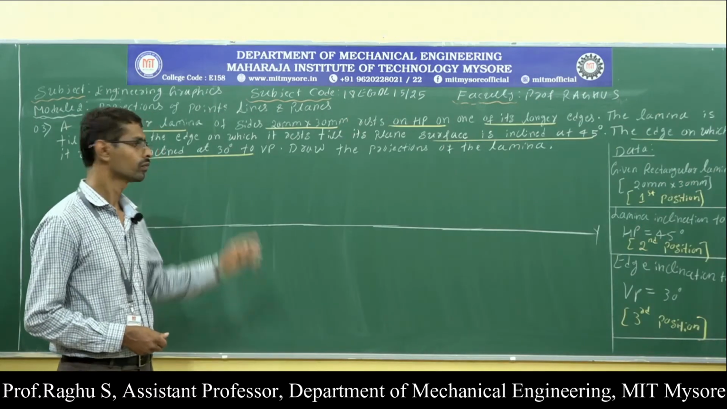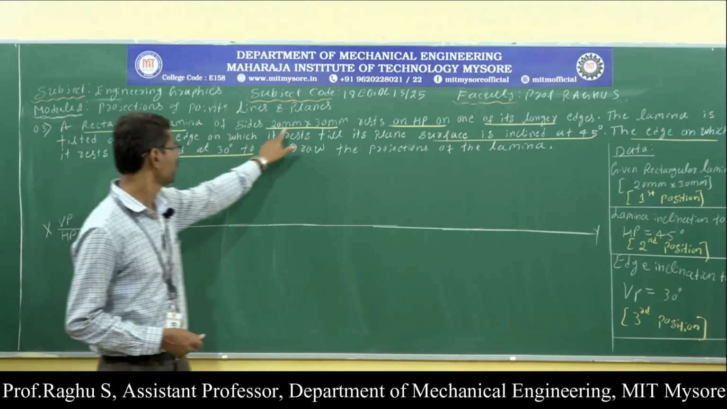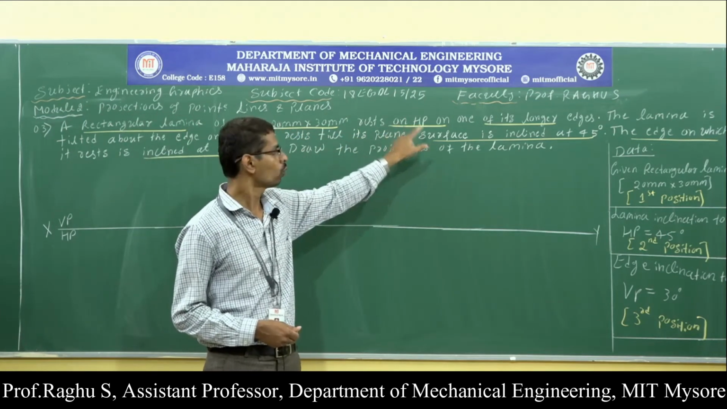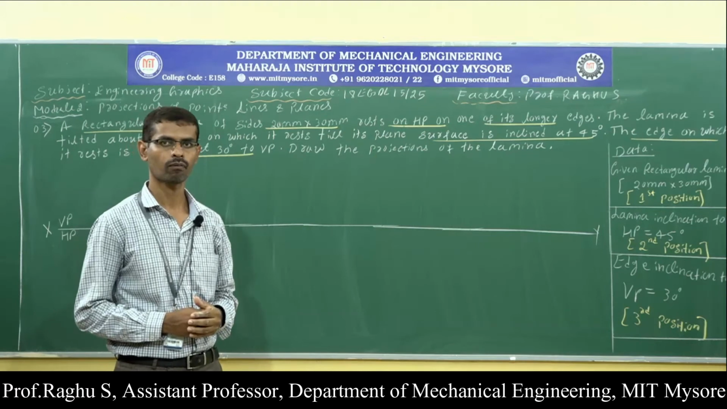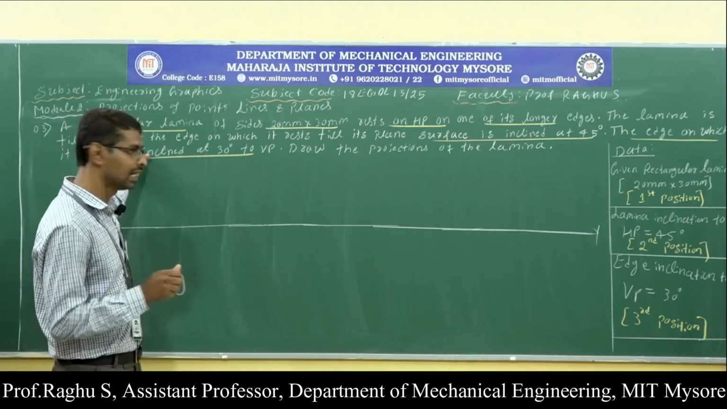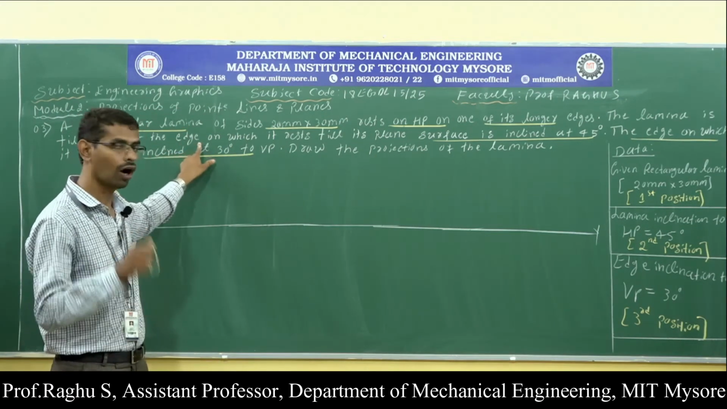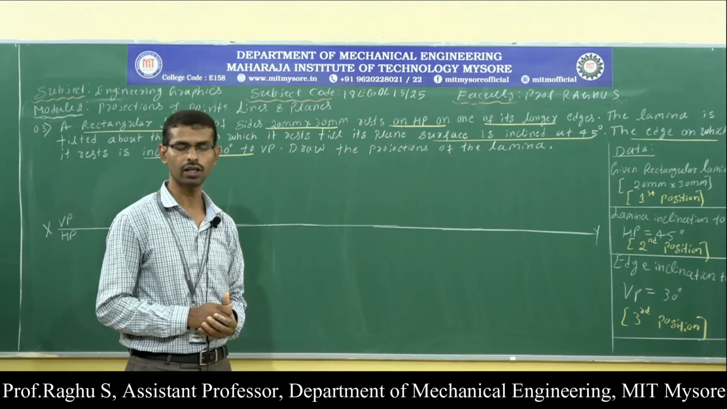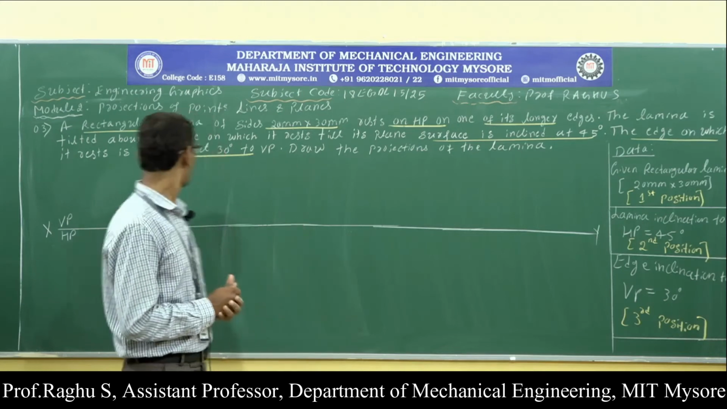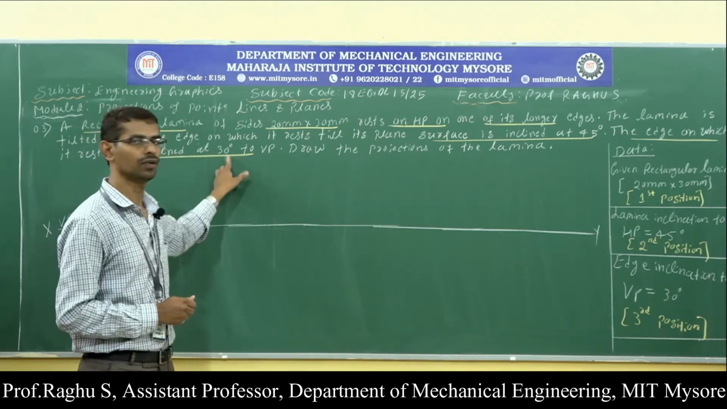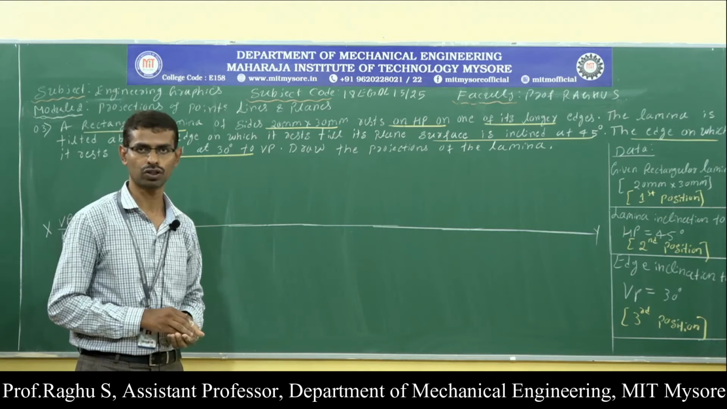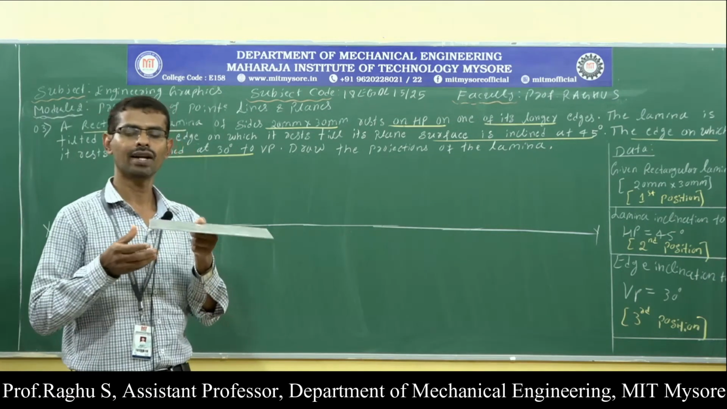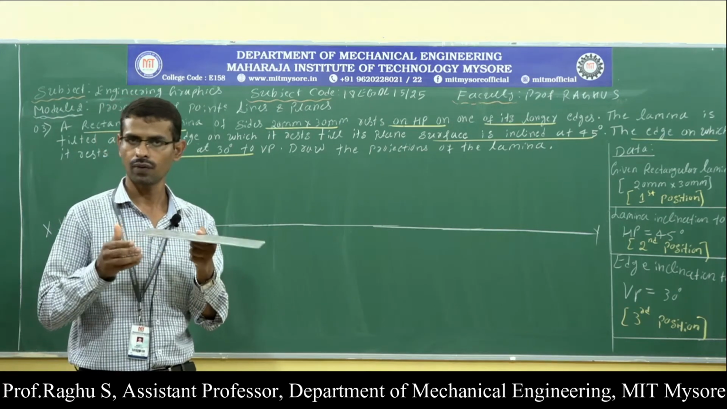So the next problem: a rectangular lamina of sides 20 mm by 30 mm rests on HP on one of its longer edges. The lamina is tilted about the edge on which it rests till its plane surface is inclined at 45 degrees. The edge on which it rests is inclined 30 degrees with respect to VP. Draw the projections. Here, the given lamina is a rectangle.